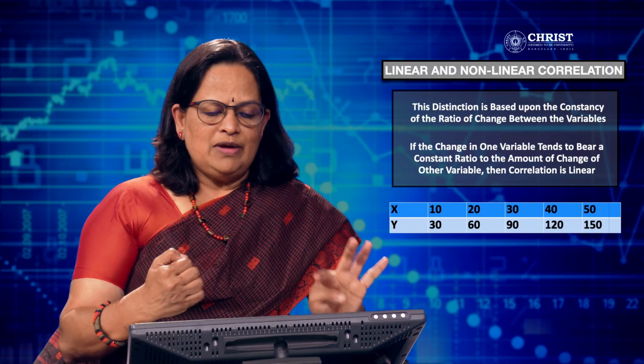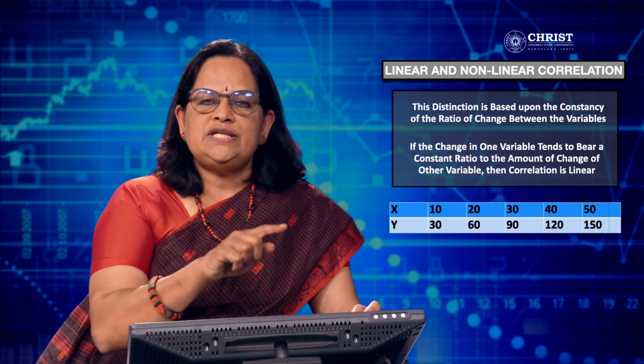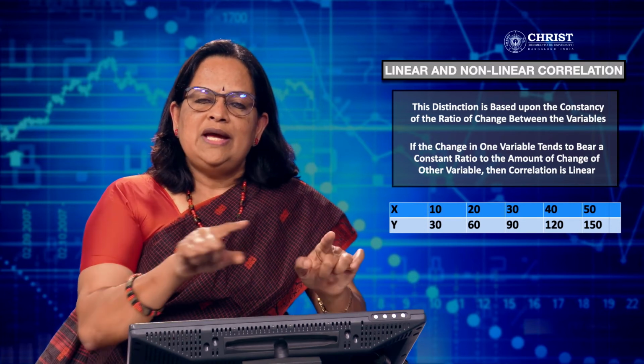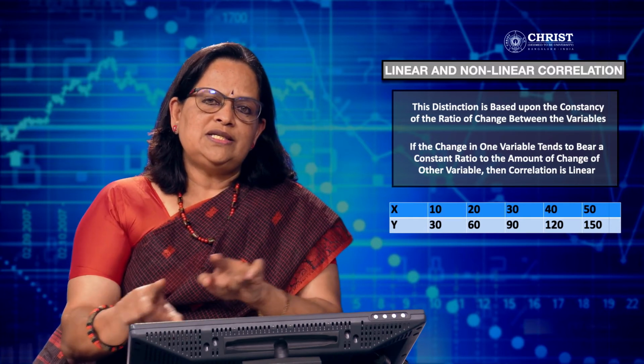So if you see the values of x and values of y, there's constant change. Values of x: 10, 20, 30, 40 and 50. 10 is the increase. Values of y: 30, 60, 90, 120 and 150. 30 is the increase. X values are increasing at 10 each, y values are increasing at 30. So this is constant change for both the variables. So it is called linear correlation. If you plot these values in a graph, you can see that a straight line will form. So that is the graphical representation of linear correlation.